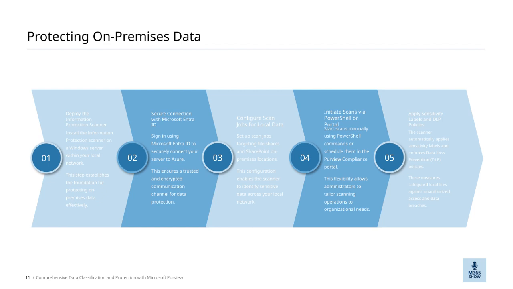Finally, as the scans run, the scanner automatically applies sensitivity labels and enforces data loss prevention policies. This automation helps protect your files from unauthorized access and potential data breaches. Overall, this process provides a robust approach to securing your on-premises data, aligning with our broader goal of integrated, unified data protection across all environments.